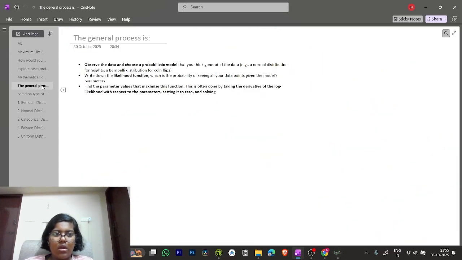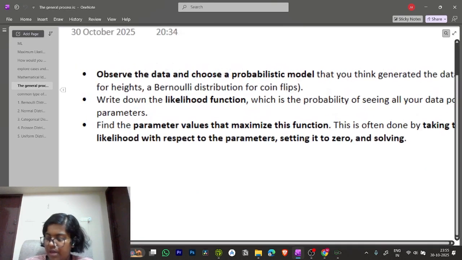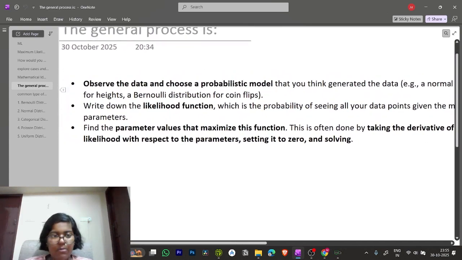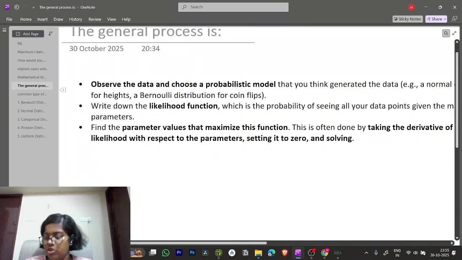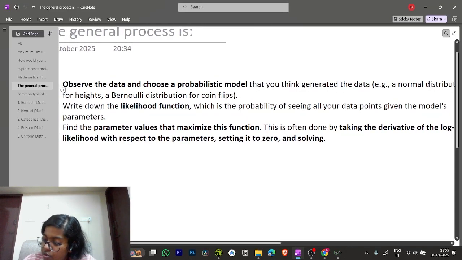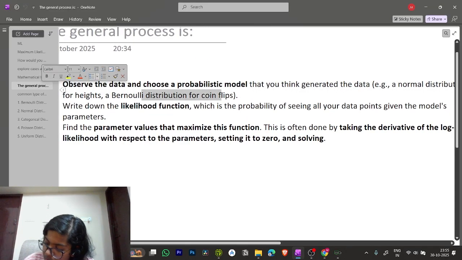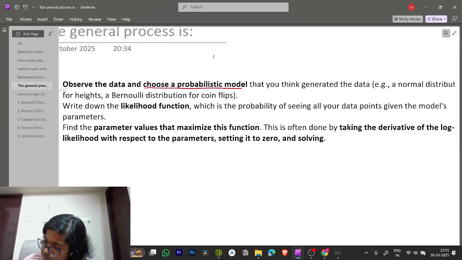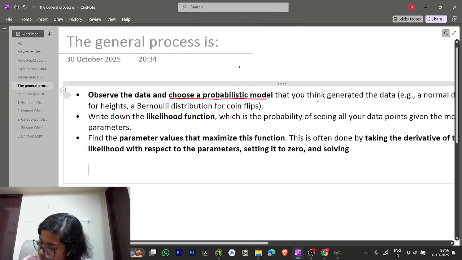So the general process of solving a question of MLE is this. First you observe the data and choose a probabilistic model that you think generated the data. How to choose a probabilistic model is what we will be learning in the upcoming slides. But here, just remember the steps involved, and when we do the sum, you will understand why we do this.